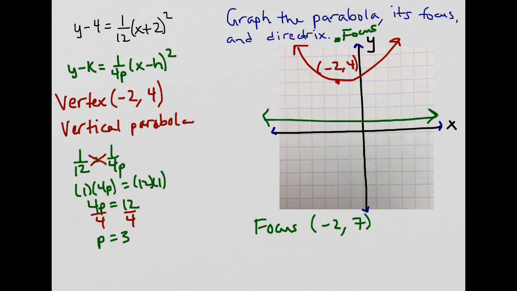So the directrix is always a line. So my directrix is going to be a horizontal line, so it's going to be y equals 1. So that was 3 units away. So this distance from my vertex to my directrix is p, which is 3. And the distance from my focus to the vertex is also 3. So by finding my vertex, I can just count the number of squares in order to get my focus or in order to get my directrix.